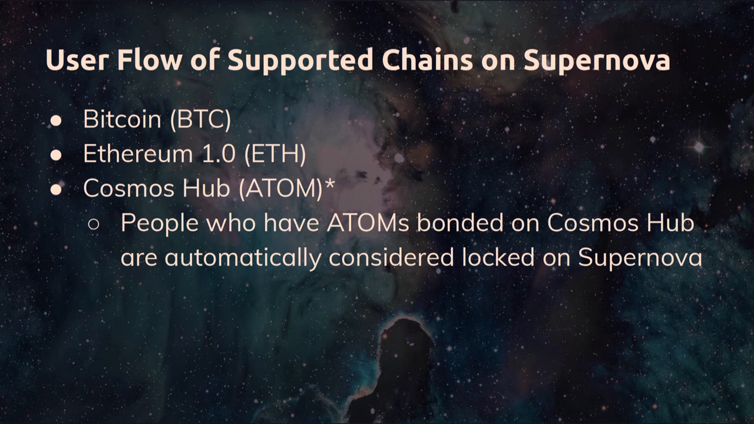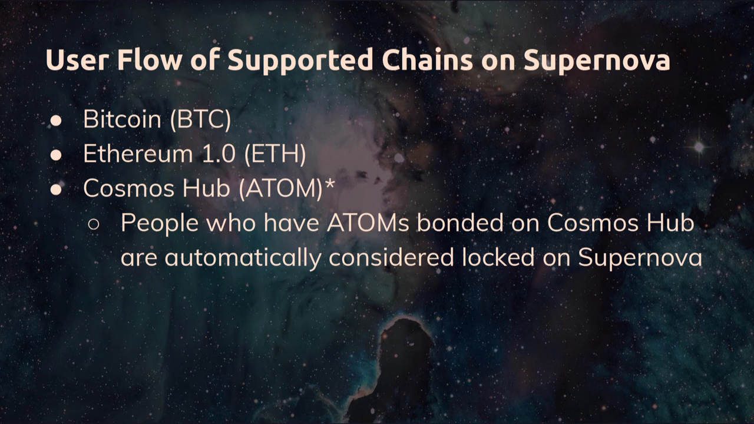Now, if you're an Atom holder, this process is slightly different. Because it's running on proof of stake, if you are bonded, and let's say you're earning block rewards on the Cosmos Hub because you're staked, you could simultaneously use those same atoms, lock them up on Supernova, and receive block rewards from staking atoms on top of receiving airdrops from Supernova. So that's how that would work. It is extra juicy for Atom holders.